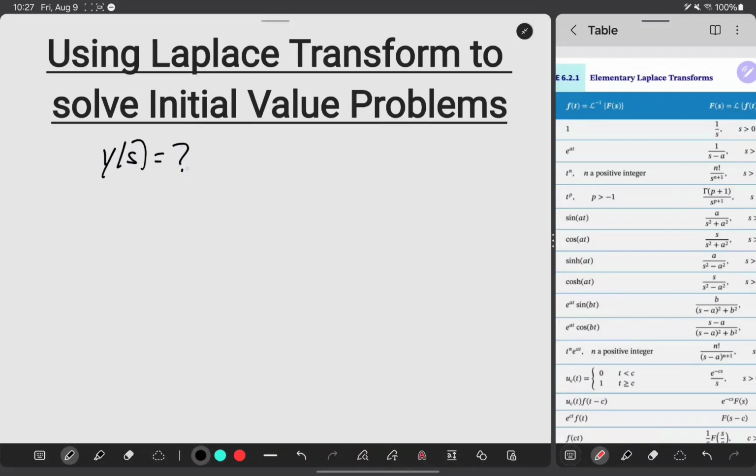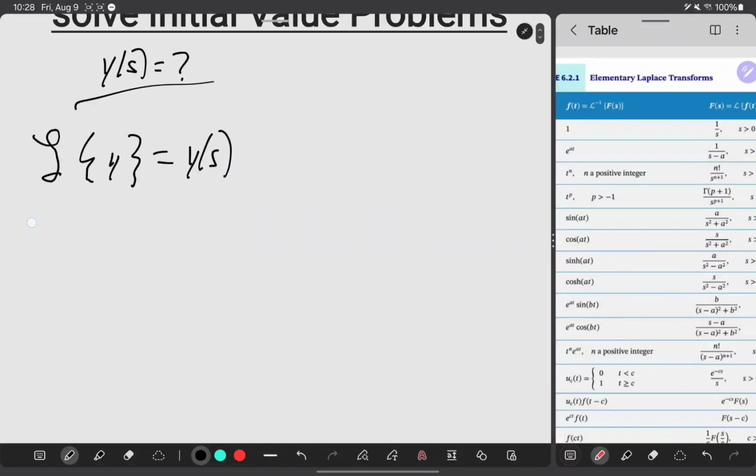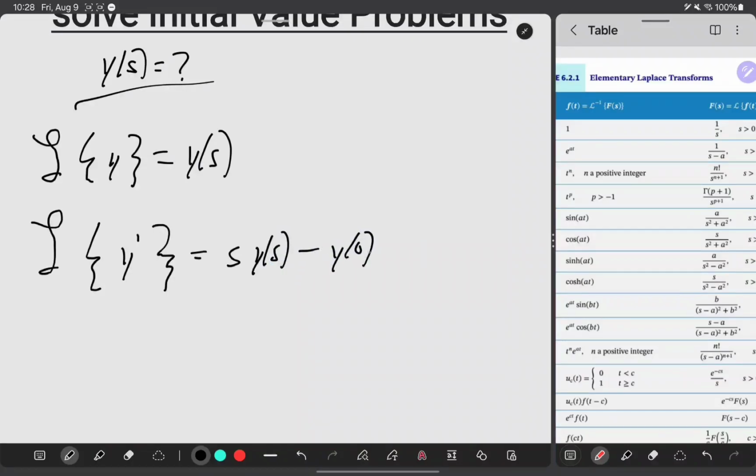Now you might ask, what is Y of s? Well, I'll tell you. The Laplace transformation of y is Y of s. The Laplace transformation, I cannot write a bracket for the life of me, of y prime is s Y of s minus y of 0.